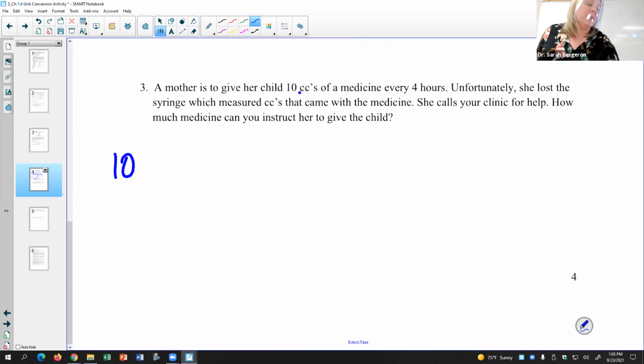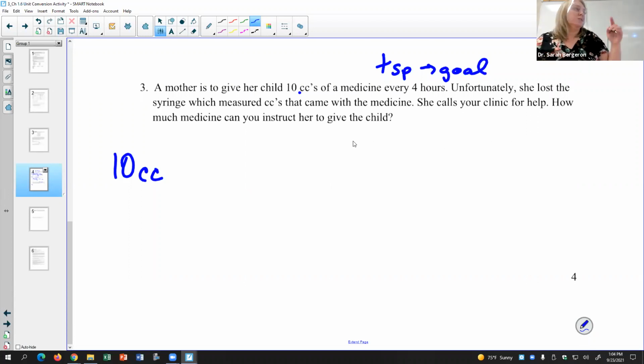So start with what you know, 10 cc's. What does she probably have at home? She doesn't have a syringe. She has a spoon. She has a teaspoon or a tablespoon, right? Usually for kids, you're probably going to calculate teaspoons. So teaspoons is going to be our goal. This question didn't tell you that explicitly, but we're going to assume that they have a teaspoon at home. So I need to convert from cc's to teaspoons.